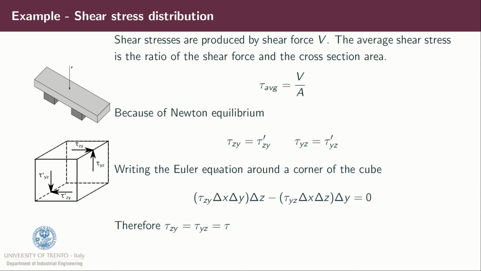We can also write down the Euler equation around a corner of the cube, and we have that tau zy times delta x delta y times delta z minus tau yz times delta x delta z times delta y is equal to 0. Therefore, we have that tau zy is equal to tau yz, and it is equal to tau.